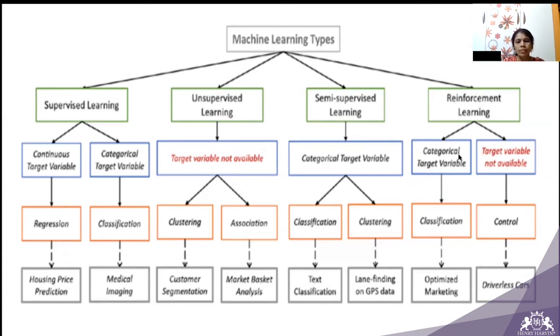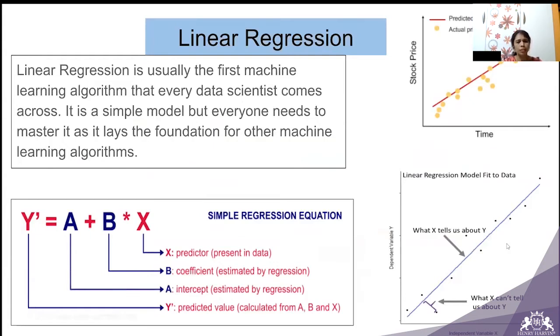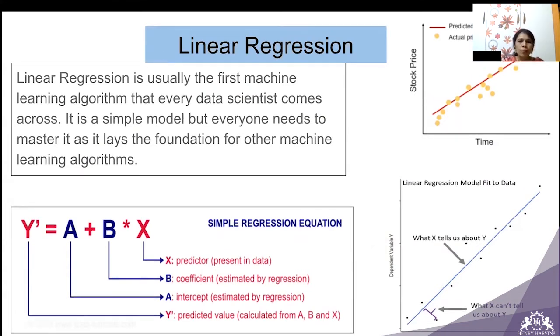Reinforcement learning is about a categorical target variable, and there could be another case where the target variable is not available. Basically, reinforcement learning works based upon rewards and punishments. If it is classification, then an example is optimized marketing, and if the target variable is not available, then an example is driverless cars. So let us try to understand what linear regression is. Recommendation systems generally fall under AI.